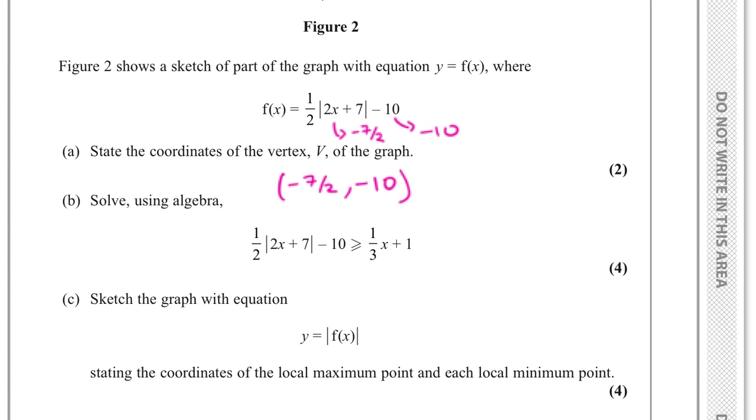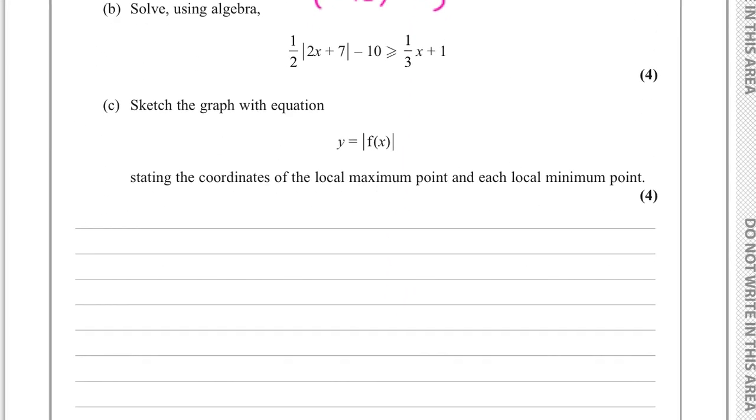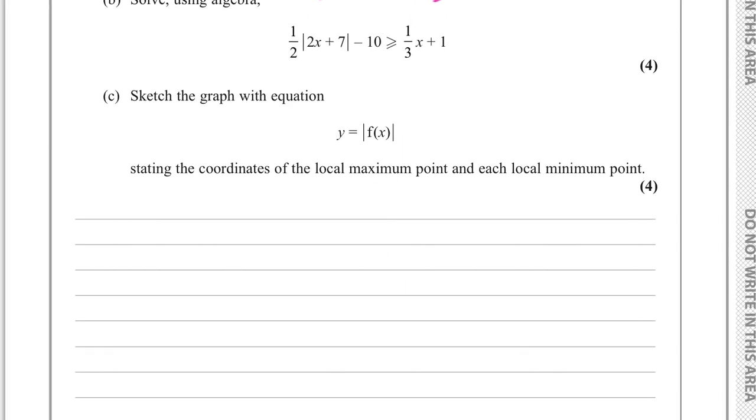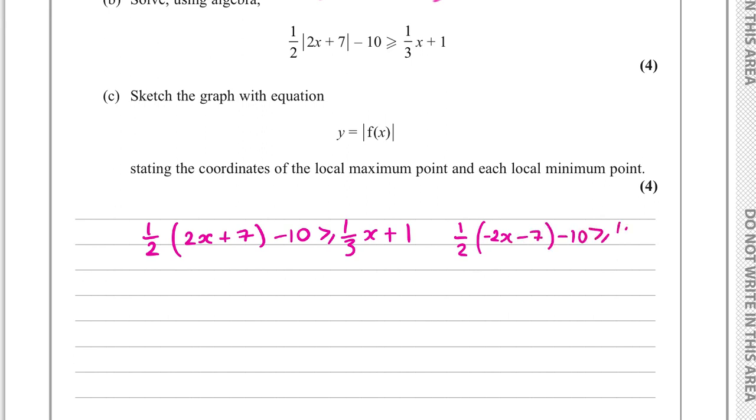Then it says solve using algebra. Now, remember, when we have a modulus, we need to solve two ways, because it's been reflected. So number 1, we're going to do a half of 2x plus 7, minus 10, is greater than or equal to a third x plus 1. And then we're also going to solve it by multiplying everything inside the modulus by -1. So in this case, we're going to have a half of minus 2x minus 7, minus 10, is greater than or equal to a third x plus 1.